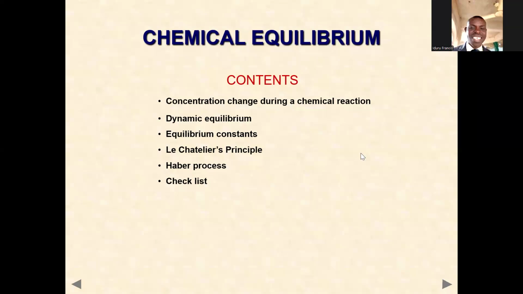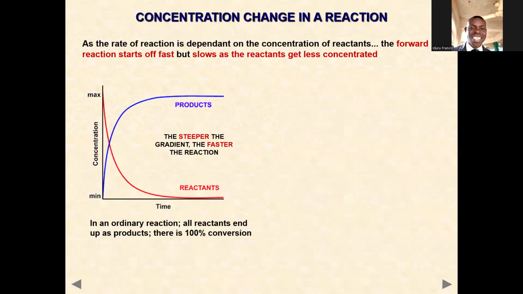So chemical equilibrium, the content of the class will include concentration change during a chemical reaction. We will learn about dynamic equilibrium, and we also learn about the equilibrium constant. Then what we call Le Chatelier's principle, and then application of chemical equilibrium to Haber process. Haber process is the process where ammonia is produced in large quantity. And so without wasting time, we'll go.